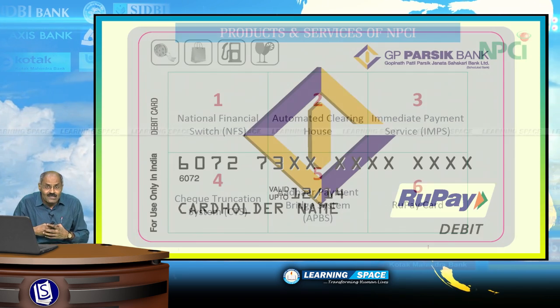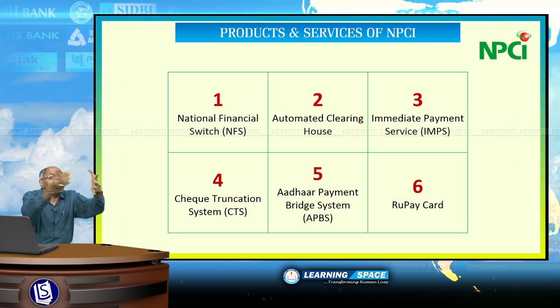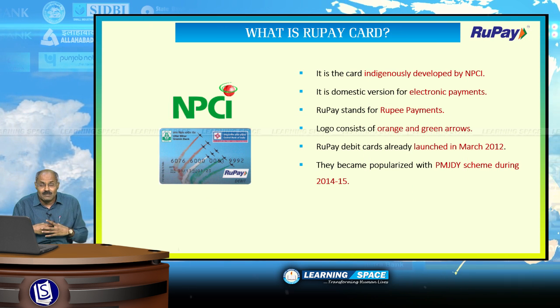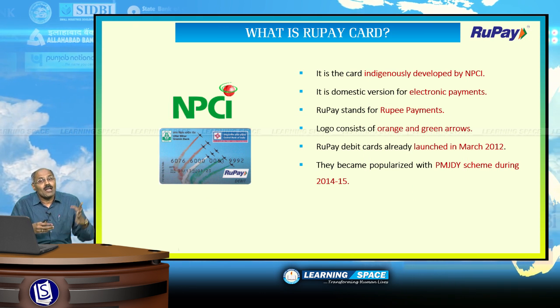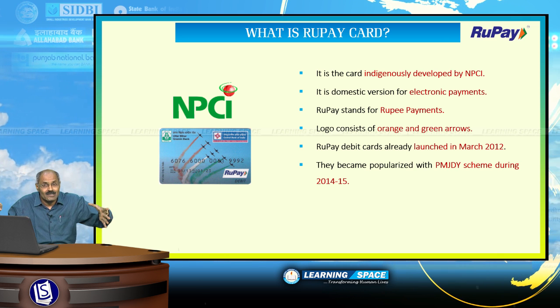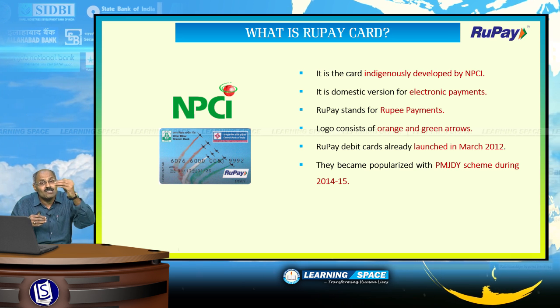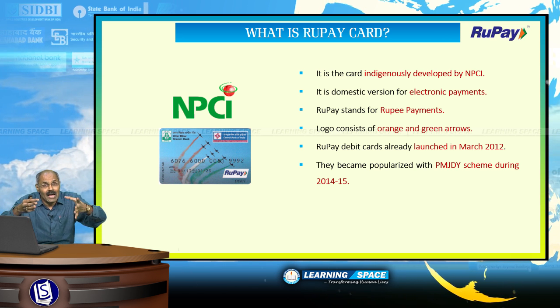RuPay card we have already discussed. It is the equivalent of Visa and MasterCard. And let us look at RuPay. RuPay is indigenously developed by NPCI, just now we have discussed. And RuPay means rupee payments. It consists of orange and green arrows.